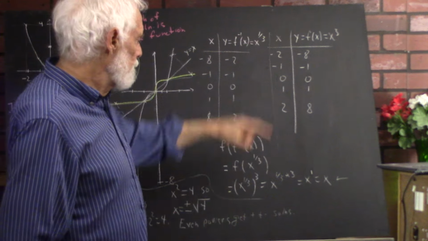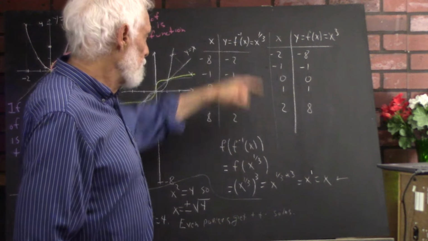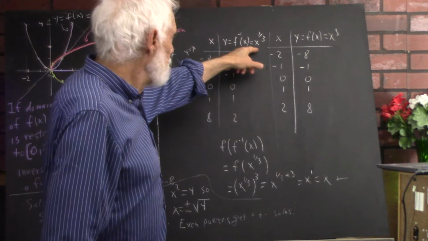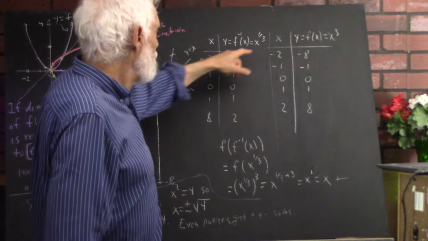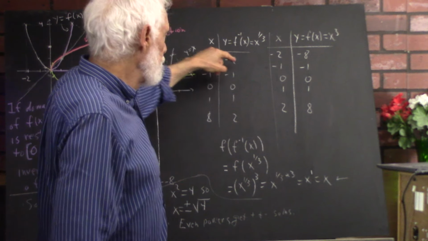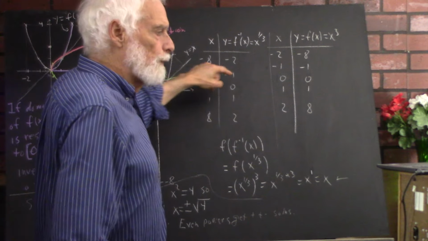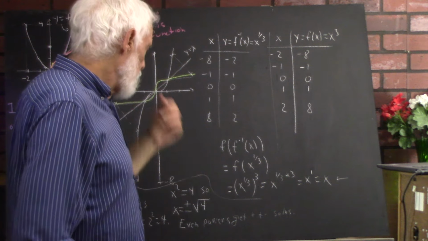F of x is x cubed. F inverse of x we say is x to the 1/3, and the table corresponds to that. The 1/3 power or cube root of -8 is -2, of -1 is -1, and so forth.